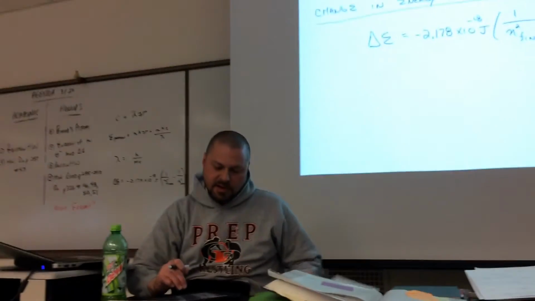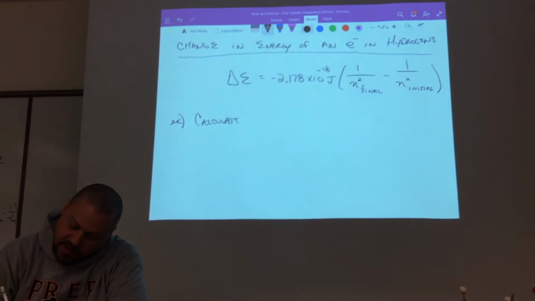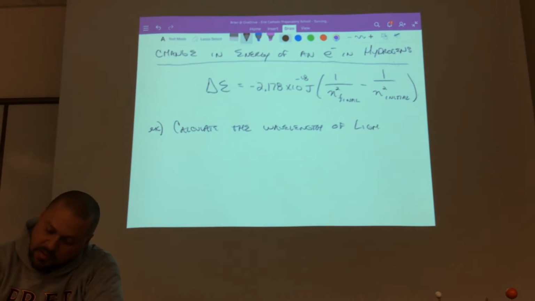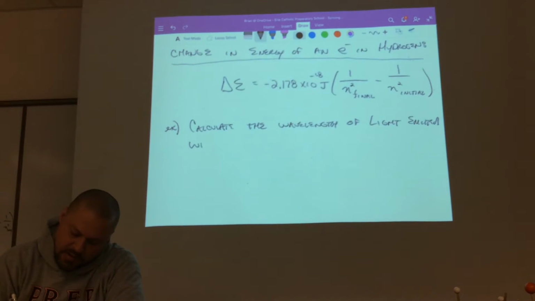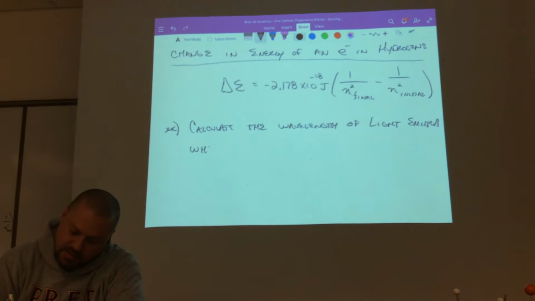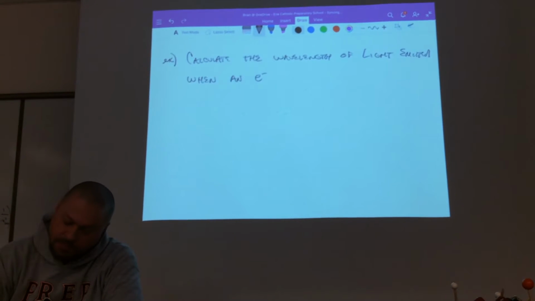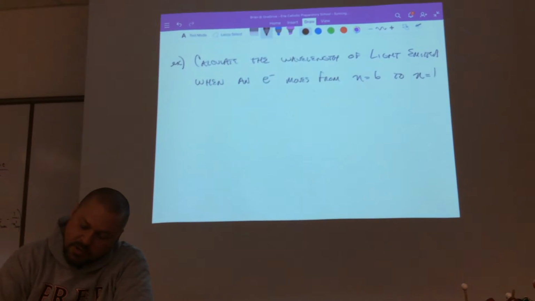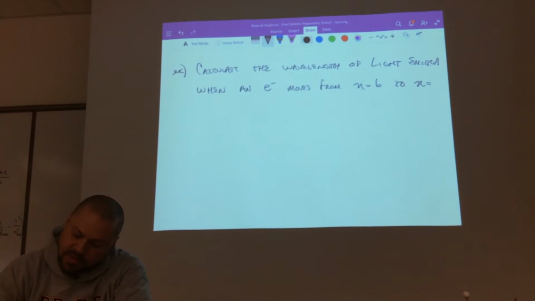All right, so here's an example. Calculate the wavelength of light emitted when an electron moves from n equals 6 to n equals 1. Or, I'm sorry, 2. I want to do 2. To n equals 2.